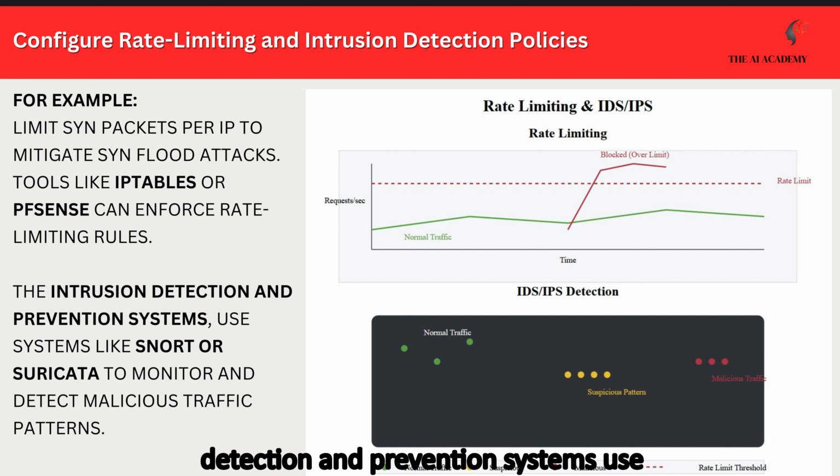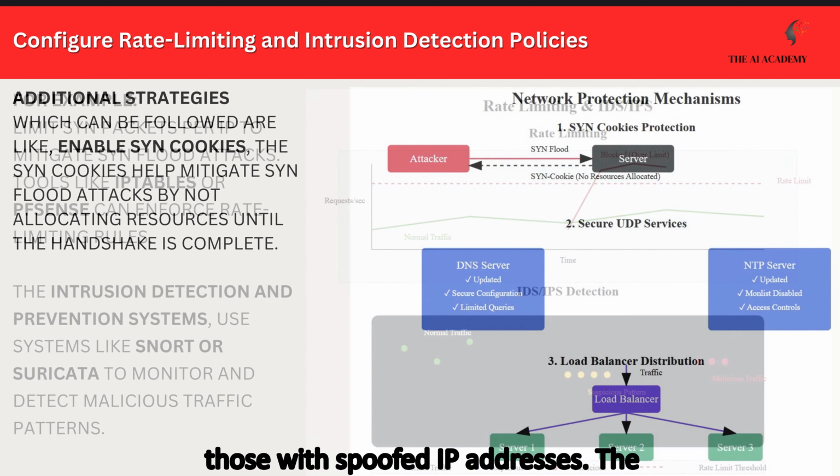Intrusion detection and prevention systems use tools like Snort or Suricata to monitor and detect malicious traffic patterns. Configure IDS and IPS to detect abnormal traffic spikes indicative of SYN floods or UDP amplification, and block malicious packets, such as those with spoofed IP addresses.